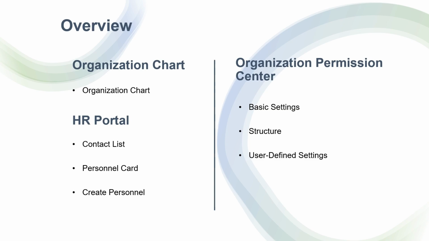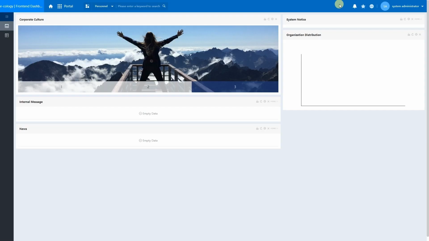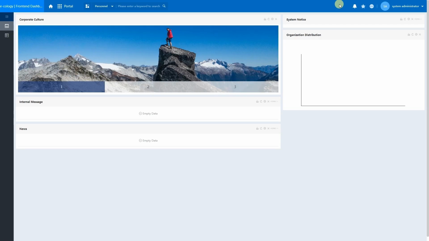In the second sections, the back-end dashboard, I will demonstrate how you can maintain the organization structure and personnel through basic setting, structure, and user-defined setting in the organization permission center. Throughout this training, I will use the company name Viva Demo as an example to demonstrate how you can maintain the organization structure detail and personnel detail. Now, let me show you how you can access the organization chart at the front-end dashboard.